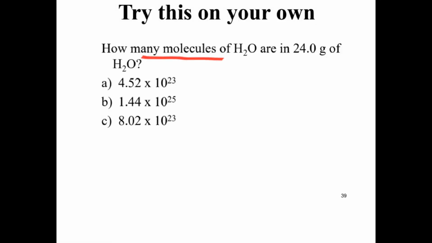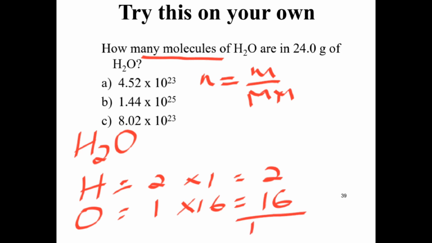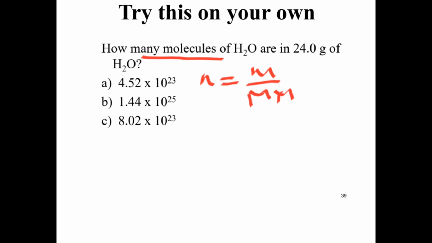ስለዚህ አሁንም ሲሚላር የሆነ ጥያቄ ነው። መጀመሪያ ይሄን ማስ ወደ ሞል እንቀይረው። ሞል ማለት ማስ ኦቨር ሞላር ማስ ስለሆነ let us calculate the molar mass of water. In 1 mole of H2O, how many hydrogen moles do we have? 2 times 1, 2. Oxygen, how many moles do we have in 1 mole of water? 1 times 16, 16. So if you add this, 18 gram per mole. Now let us calculate mole.